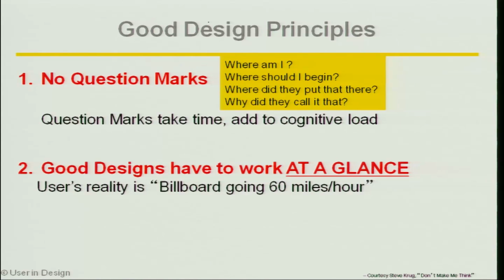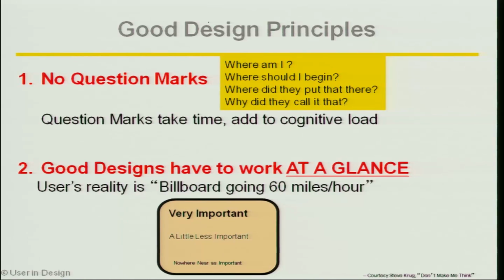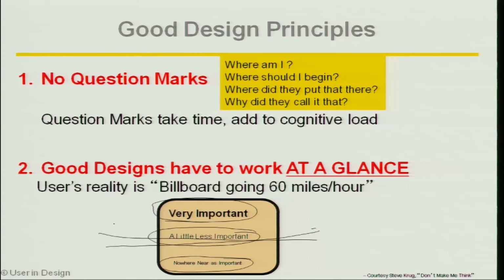So the user's reality is a billboard going 60 miles an hour, right? So this is how you need to position the information. Very important, big and right on top, a little less important, next, and nowhere near as important, right down there. So if you're walking past the billboard, you'll be able to read everything. But if you're whizzing past it, rushing past it, maybe you'll see this much, okay?